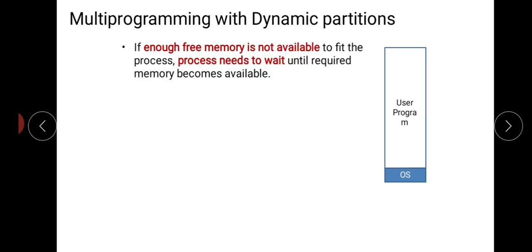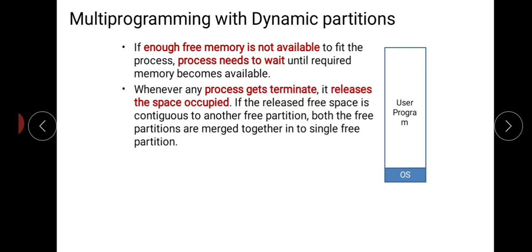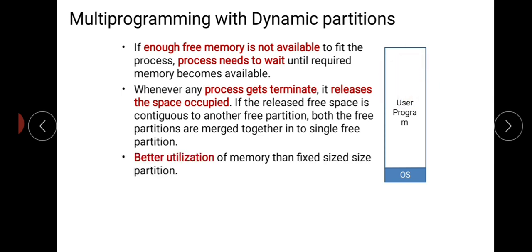If enough free memory is not available to fit the process, it needs to wait until memory becomes available. Whenever any process terminates, it releases the space occupied. If the released free space is contiguous to another free partition, both free partitions are merged together into a single partition. Suppose a process finishes its task and releases its occupied memory, then it will be merged with the remaining free partitions.